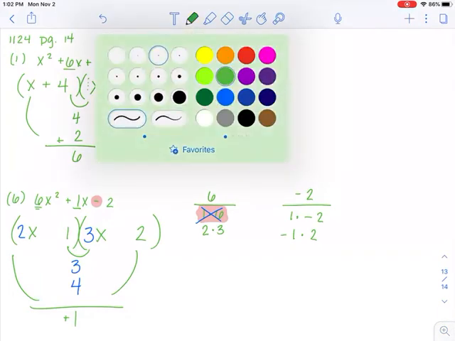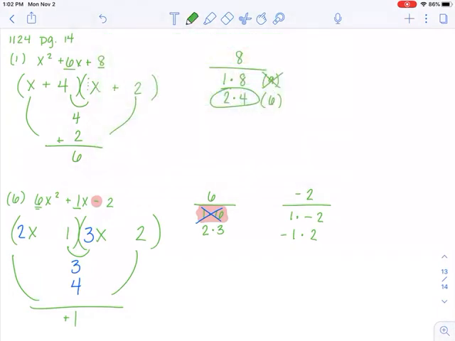However, we want our answer to be positive 1, and one of these has to be negative because we're looking at a negative 2. It would have to be a positive 4 minus 3 to equal positive 1. Therefore, my negative is going to go with my inner, and my positive is going to go with my outer term.